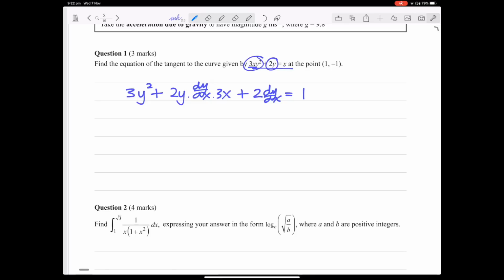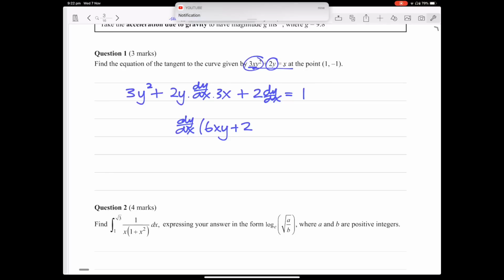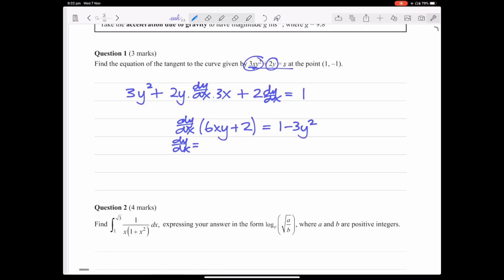So from here, we want to bring our y squared to the other side and group together our like terms. So we get dy/dx, and then I've got 6xy plus 2 equals 1 minus 3y squared. So we get dy/dx is equal to (1 minus 3y squared) on (6xy plus 2). And I forgot the y. 6xy plus 2.